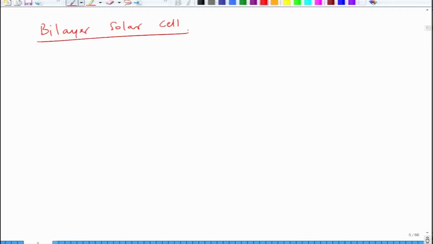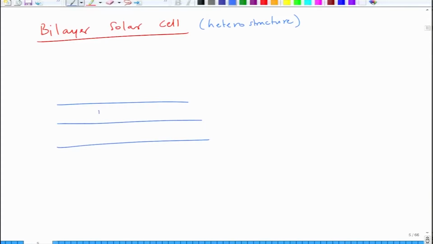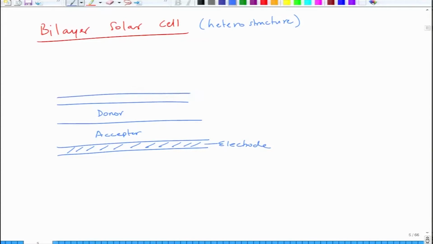So bilayer solar cell is basically you can say it's a heterostructure, just like a PN junction solar cell and 2G devices. So what happens here is the basic structure is you have a bilayer. So you have a donor, you have acceptor, and then you have electrode 1, and then we have electrode 2. This is the basic structure.